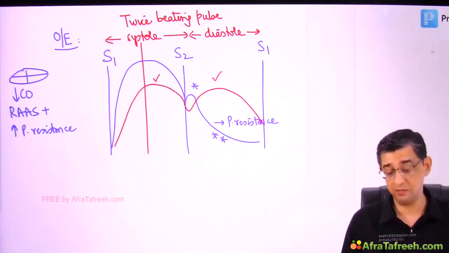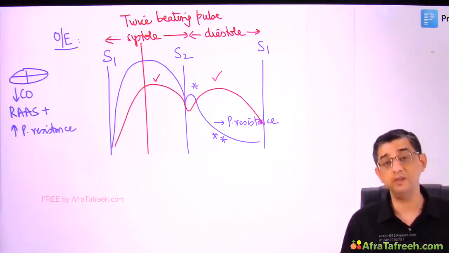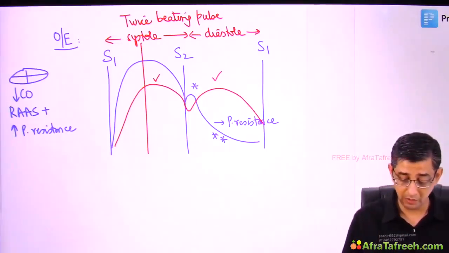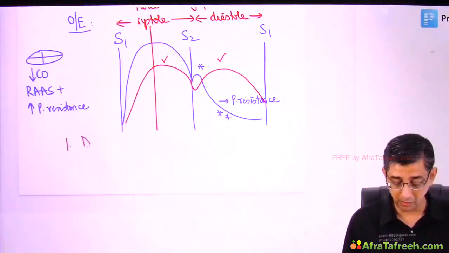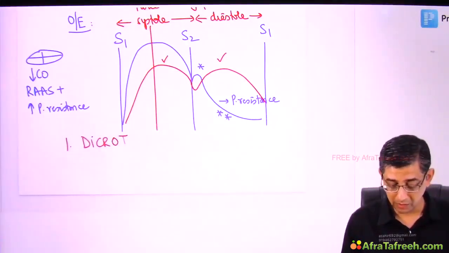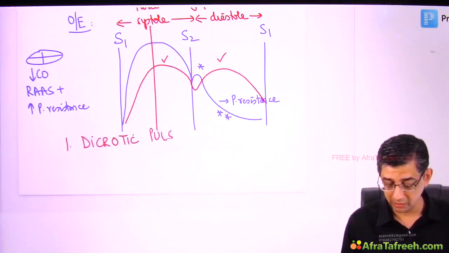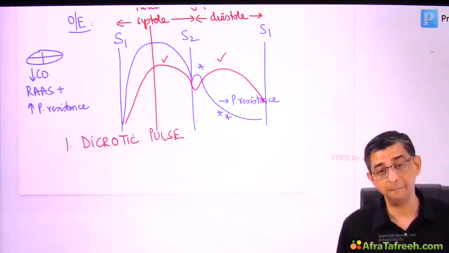This twice beating pulse, which is felt both in systole as well as in diastole, is the key word in the question and is called a dicrotic pulse. So that's one of the good pickup points in the MCQ, because the moment you start reading this, you know that you're dealing with a case of DCM.